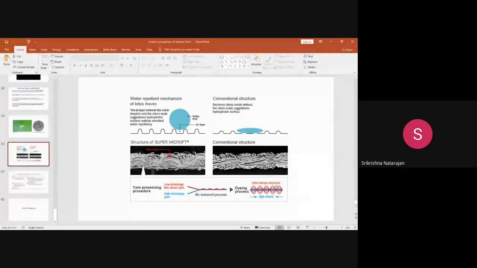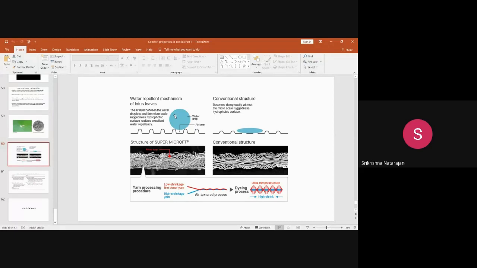So when you pour a water droplet on this fabric, the gaps between these two crimps which you are seeing here will be very small. Through that gap only air can pass through, but the water droplet cannot. The air layer between the water droplet and the microscopic ruggedness will realize the excellent water repellency.